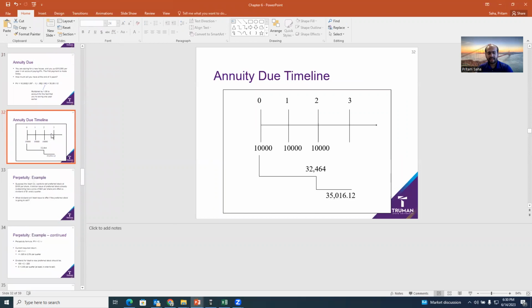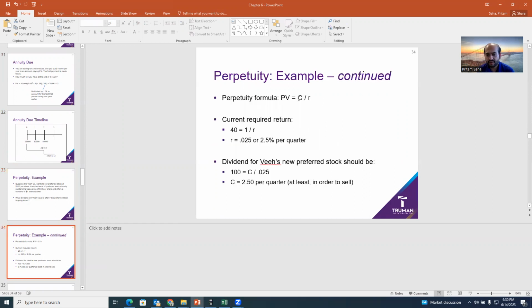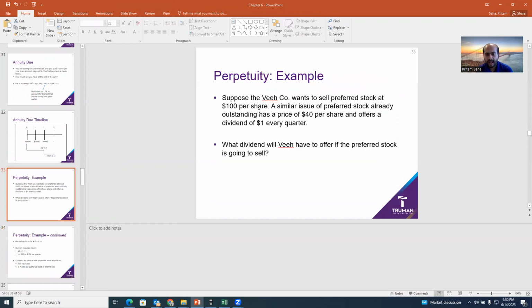Now, when you're done with annuity due, let's talk a little bit about perpetuity. Definition of perpetuity: a series of cash flows, equal amount, equal intervals, but an infinite series. It will never end. We cannot calculate the future value. We can only calculate the present value, which is C over R, okay? Now look at this example.